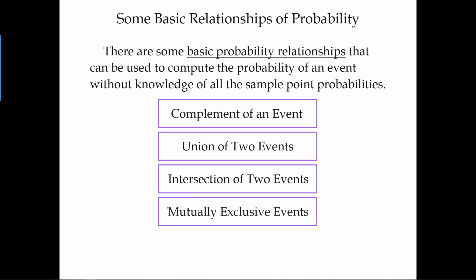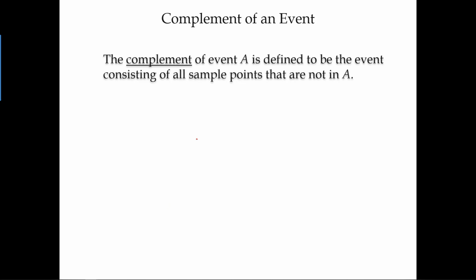So let's look at the complement of an event first. The complement of event A is defined to be the event consisting of all sample points that are not in A. I don't want you to memorize the definition. I want you to understand. So I used a chart to guide you to understand what the complement of an event means. Also I want to emphasize notation. We are using A^C and sometimes people use A bar. It depends on which textbook you're using. Sometimes we use A^C. C stands for complement event.